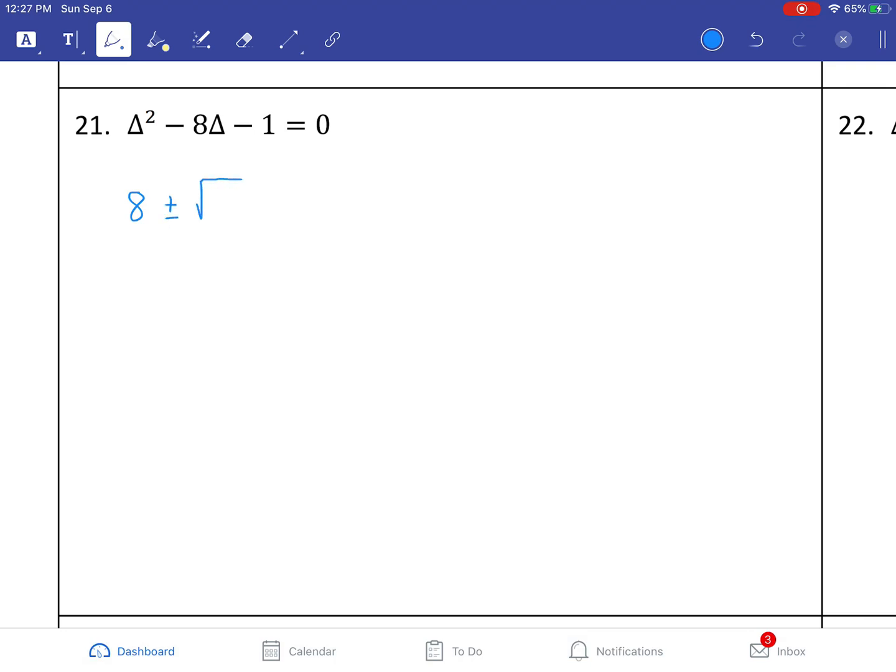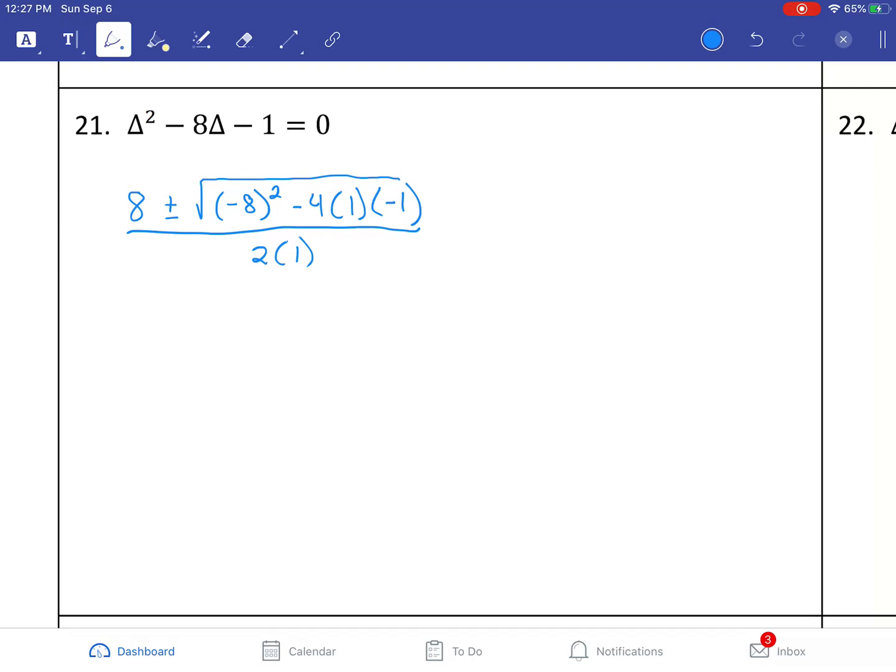Plus or minus the square root of b squared. Now you're going to make sure that that negative 8 goes inside parentheses before you square it. Otherwise, you will get the wrong answer when you put it in your calculator. All right, minus 4 times a, which is 1, times c, which is negative 1, all divided by 2a, where a is 1. So this is what the setup of the quadratic formula should look like for question number 21.